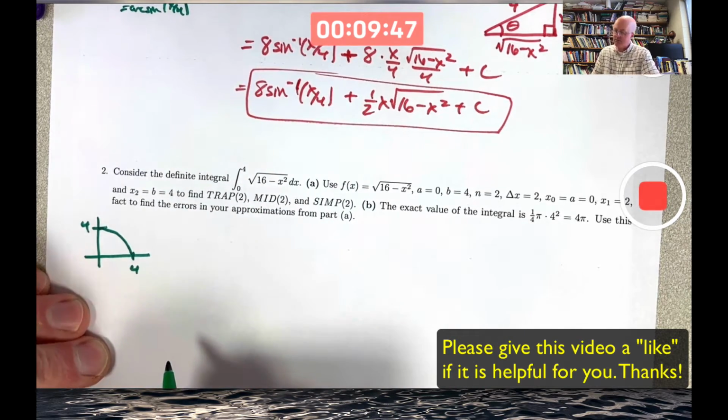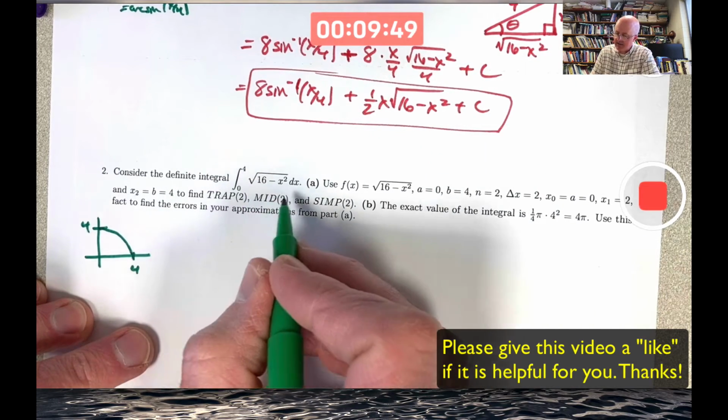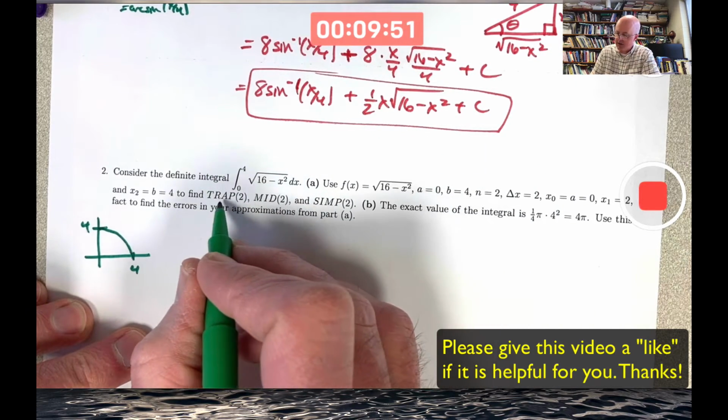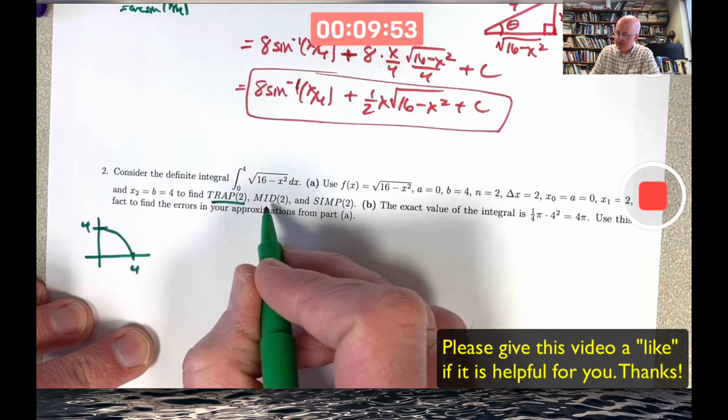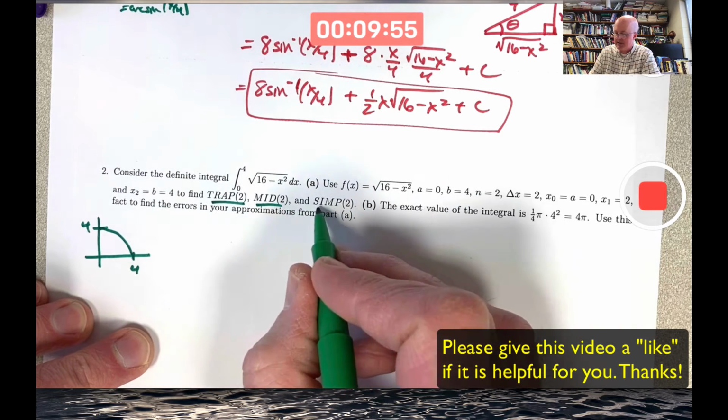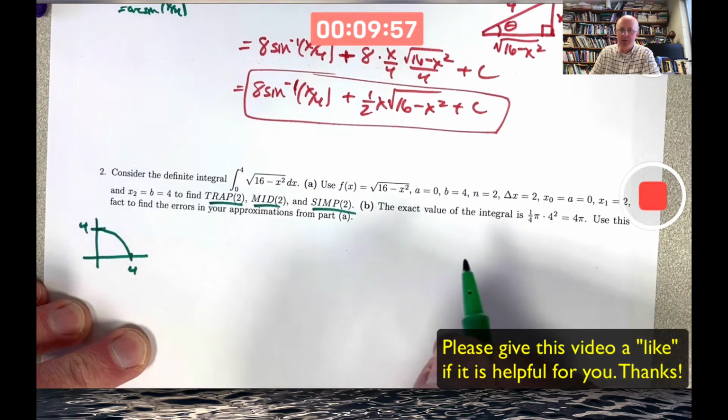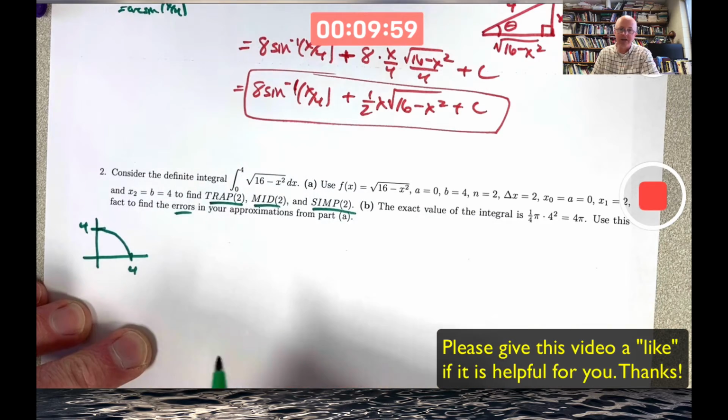But the point of this problem is to approximate this definite integral using rules, ultimately the trapezoid rule with n equal to 2, the midpoint rule with n equal to 2, and Simpson's rule with n equal to 2, and we'll also compute errors in these approximations.